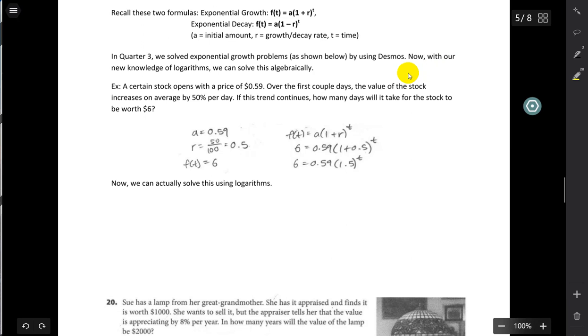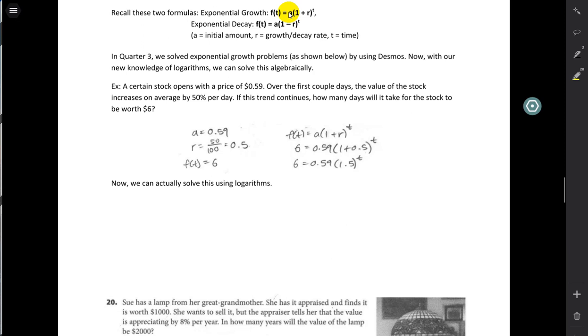All right, so let's go ahead and bring back some things that we went over in quarter 3, before you guys took the SBA. So recall there are these two formulas. For exponential growth, if we're adding, that's going to represent exponential growth, whereas if we subtract, that's going to represent exponential decay. Right? So there are variables that we had defined in the past.